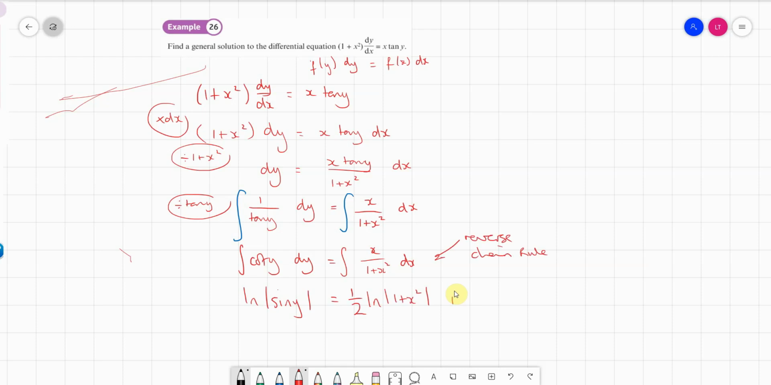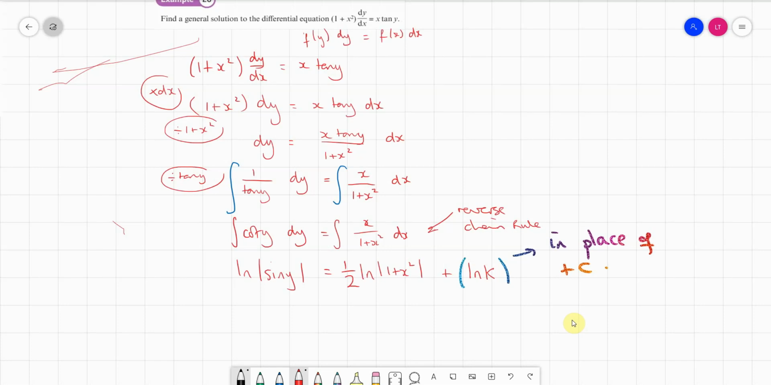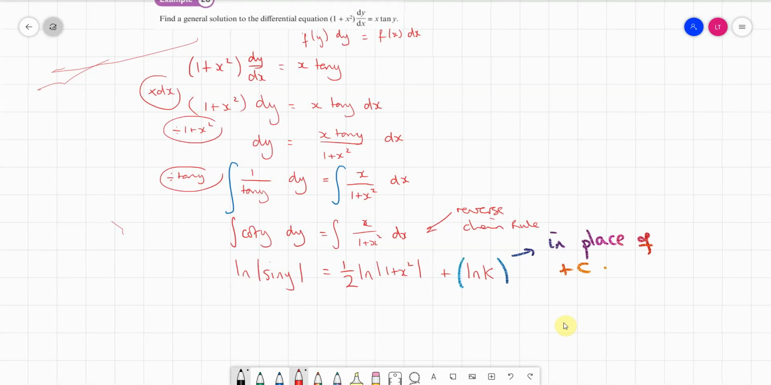And remember, I've spoken before, instead of writing plus c, because all of these other things are in ln, I'm going to put plus ln k. That is just a number. ln k is just a number, and that is in place of plus c. The reason I'm putting plus ln k is that it means I can use log laws to combine that ln k with all the other stuff. So it looks a bit neater and tidier, and when we go ahead and find a specific solution, it gets a lot easier.